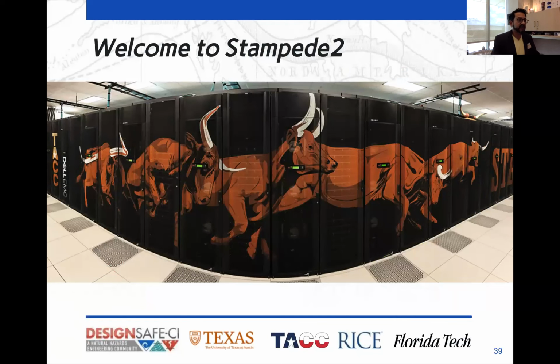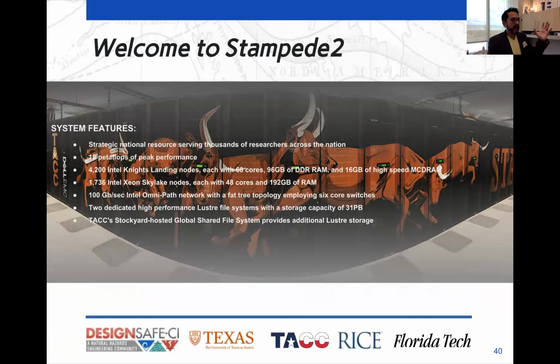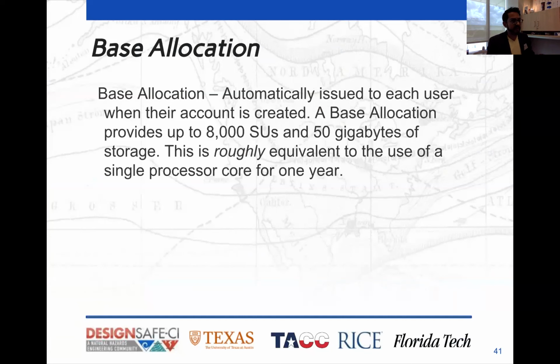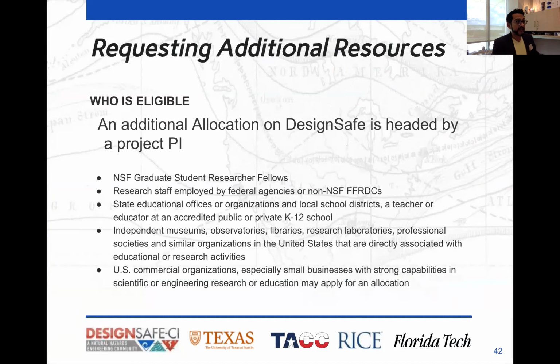But for you as a DesignSafe user, our flagship machine is Stampede 2. Stampede 2 has about 6,000 nodes, some with different types of processors and memory architecture available for you. As a DesignSafe user, you have a base allocation provided to you with 8,000 SUs and about 50 gigabytes of storage. This is outside of DesignSafe. This is roughly equivalent to a single processor core used for about a year. You can ask for additional resources as well.